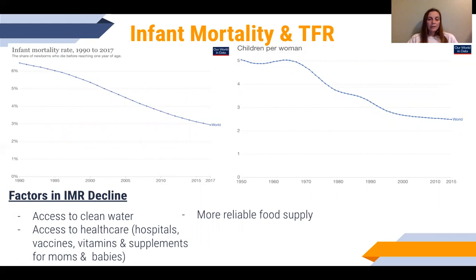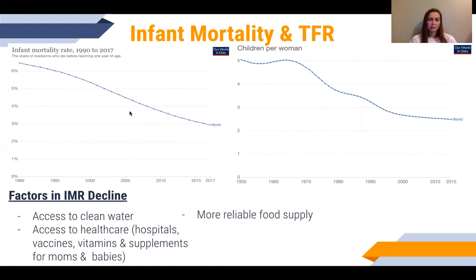So if we look at infant mortality rate, this is just from 1990 to 2017. These aren't great charts to put side by side because one begins in 1990, this one begins in 1950. But if you start here in 1990 and you compare these two charts, you can see that the infant mortality rate from 1990 to 2017 drops dramatically by more than half.